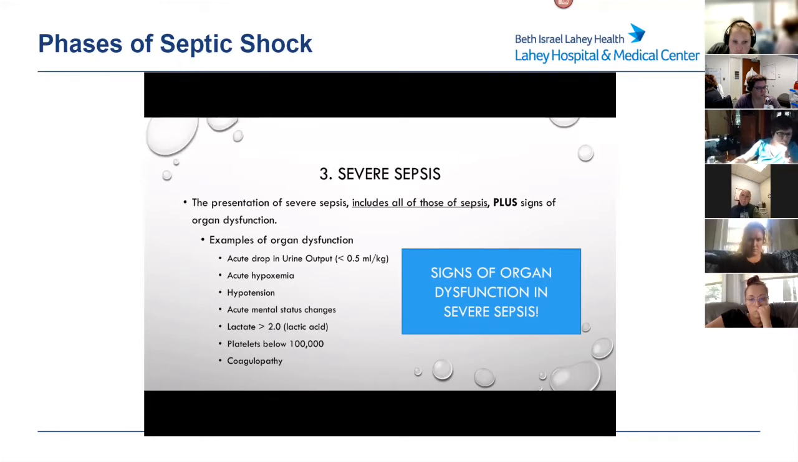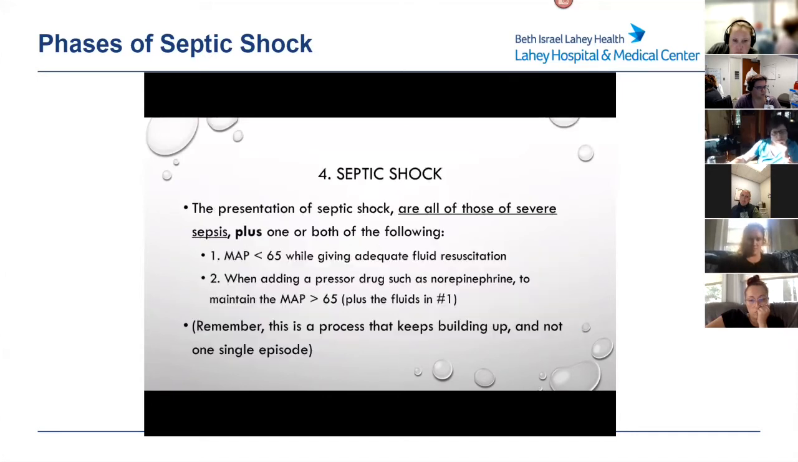Platelets below 100,000, or again, coagulopathy. These are signs of organ dysfunction in severe sepsis. In normal sepsis, there is no organ dysfunction. Moving on from severe sepsis to septic shock.